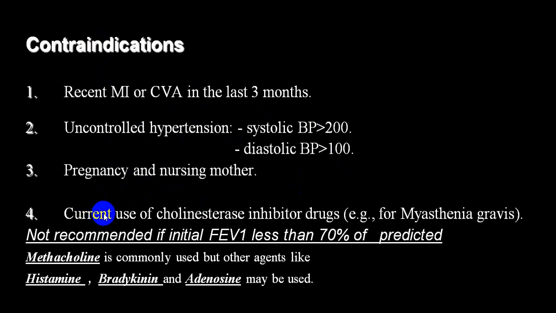Also, if the person is on a cholinesterase inhibitor, particularly for myasthenia gravis, avoid doing this particular test. It is not recommended if initial FEV1 is less than 70% of predicted; then the methacholine test should be avoided.